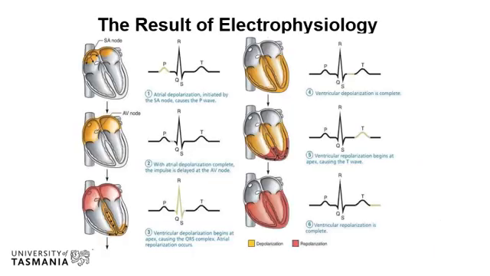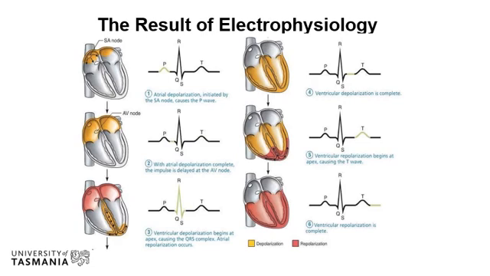This diagram shows the cardiac electrical activity that correlates with the waveforms on the ECG readout, and it's taken from the perspective of lead 2. So if we follow it through, atrial depolarization initiated by the SA node causes the P wave. With atrial depolarization complete, the impulse is delayed at the AV node.